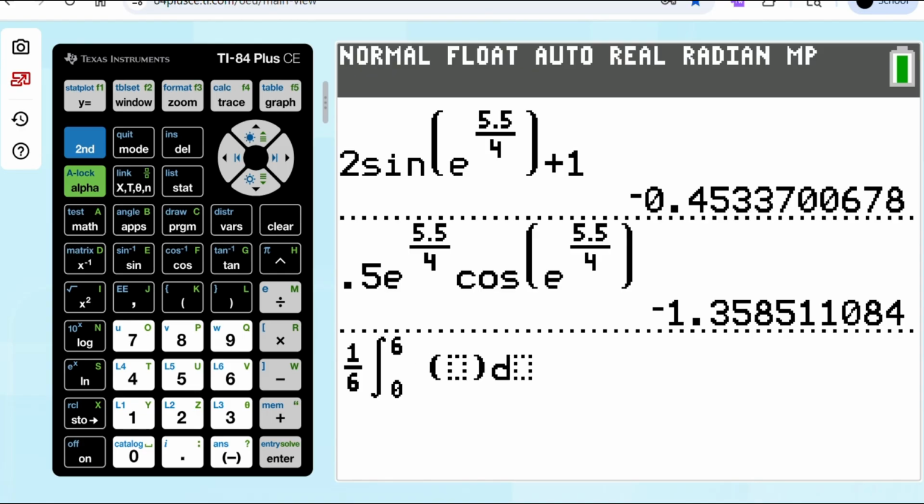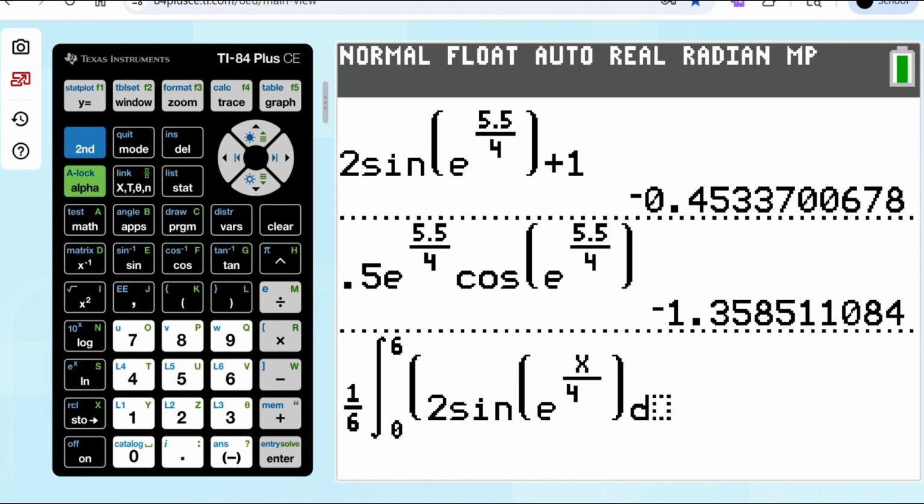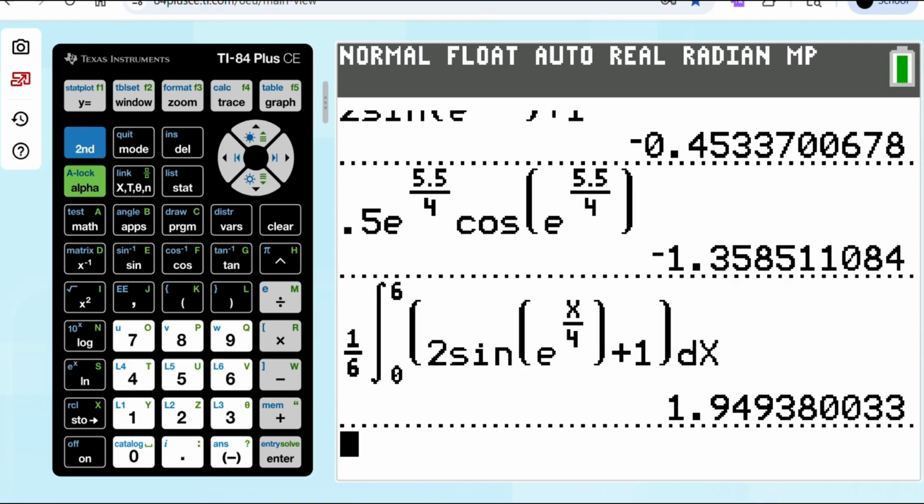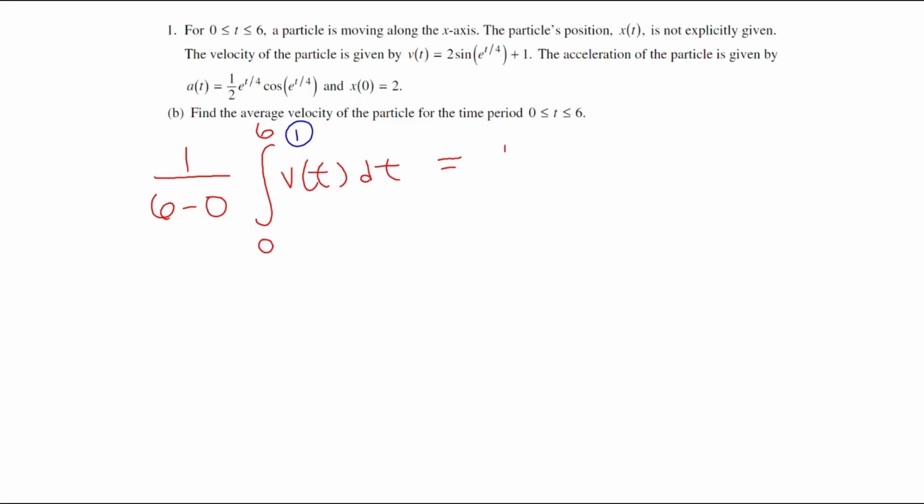We'll put in the limits from 0 to 6 here. And our function for velocity, again, was 2 times the sine of e to the t over 4. So we'll use x: e to the x over 4, close my parenthesis there on the sine, and then add my 1, because there was a plus 1 after it. And we'll throw our dx out there, and it looks like we get 1.949. And so that is our answer there. And you got one more point for that value.